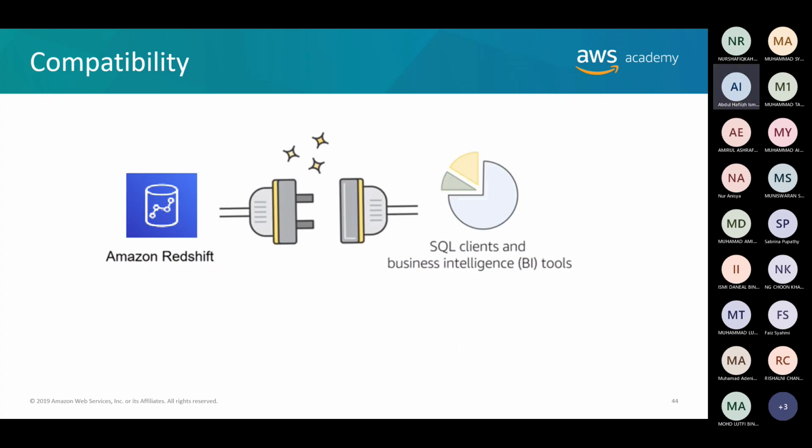So finally, Amazon Redshift is compatible with the tools that you already know and use. Amazon Redshift supports standard SQL. It also provides high performance Java Database Connectivity, JDBC, or Open Database Connectivity, ODBC, connectors, which enables you to use the SQL clients and BI tools of your choice.